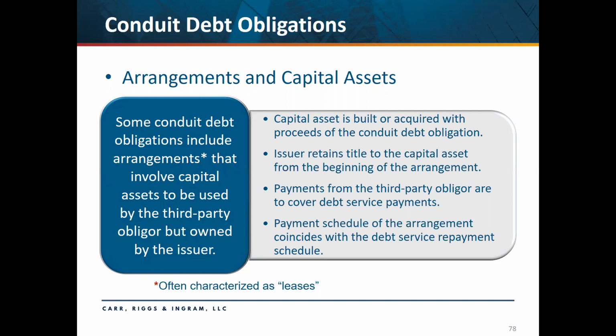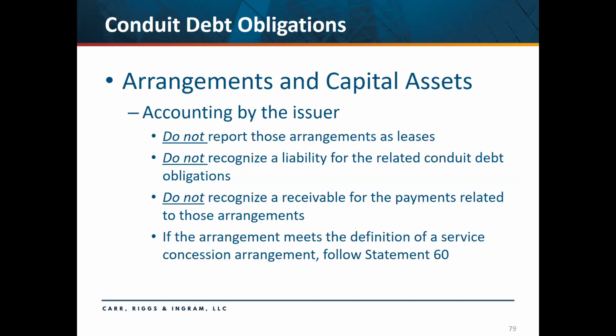And so if we also look at the arrangements and capital assets, the accounting by the issuer, okay? If you're the issuer of these arrangements, you do not report those arrangements as leases, and you don't recognize a liability for the related conduit debt obligations. And you don't recognize a receivable for payments. And if the arrangement meets the definition of an SCA, you follow Statement 60. So anytime you're looking at these types of arrangements, you're going to be considering service concession arrangements. You're going to be considering whether or not you do actually report as a lease or not. A lot of times they're excluded.